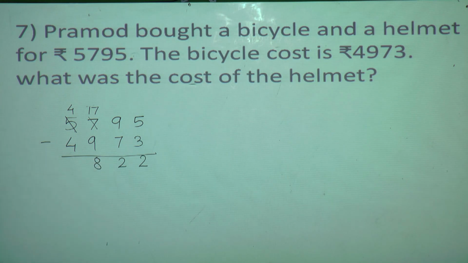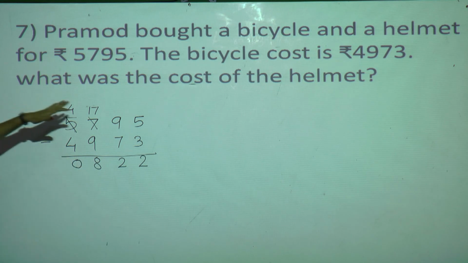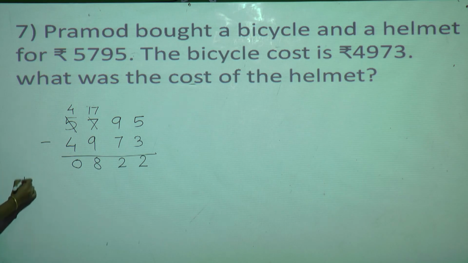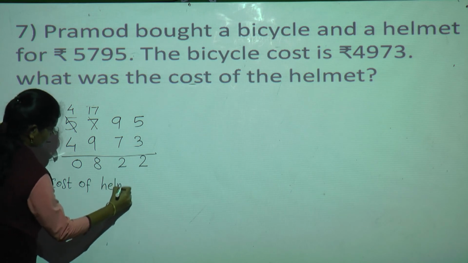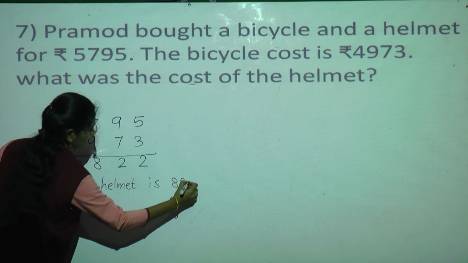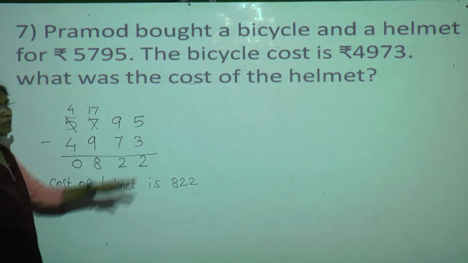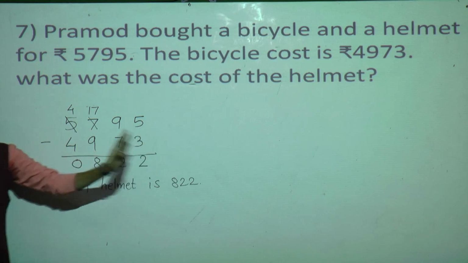8. Then see the thousands place. Here 4 is there, here also 4 is there. 4 minus 4 is equal to 0. So what is the answer? What was the cost of the helmet? The cost of the helmet is 822. This is the cost of the helmet. So in this way you can solve the question number 7.